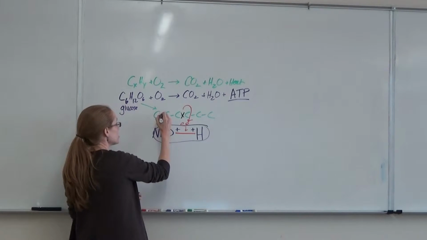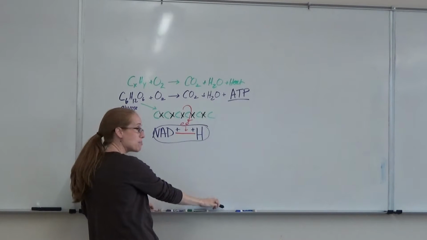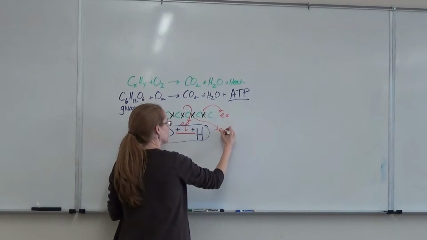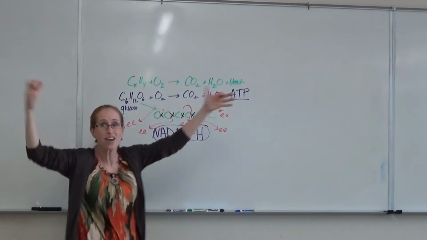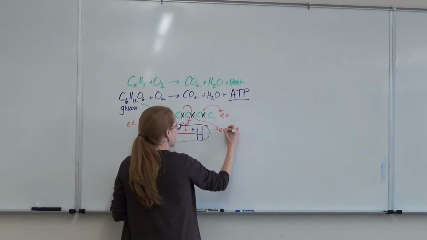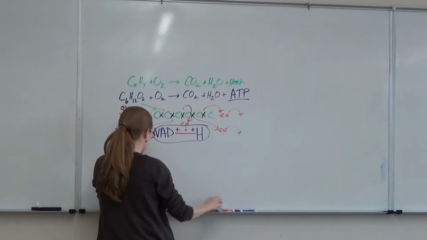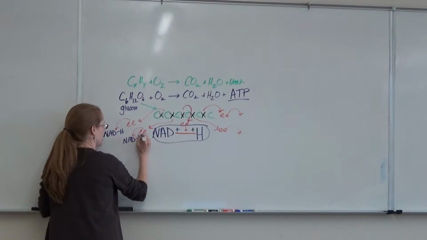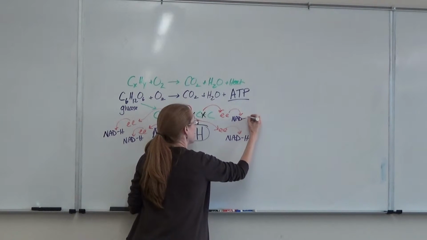So you can see I got to break this one, I got to break this one, I got to break this one, I got to break this one. And every time I break one, 2 electrons come out. Right? And every time these high energy electrons come out, we don't want to lose them, we don't want to explode, so we're going to simply store them in another bond between NAD and H.